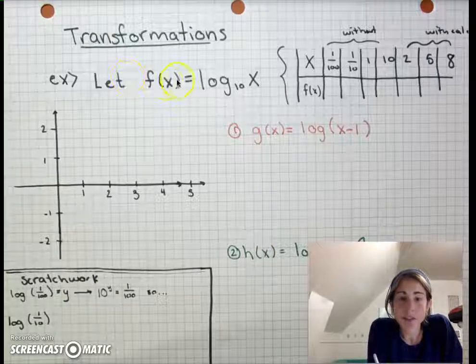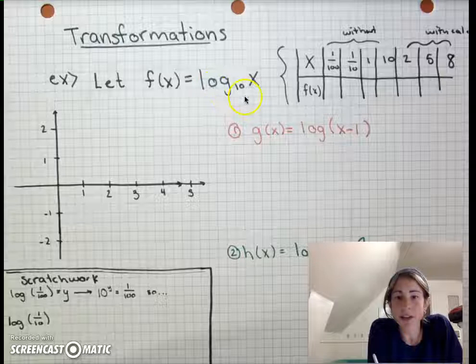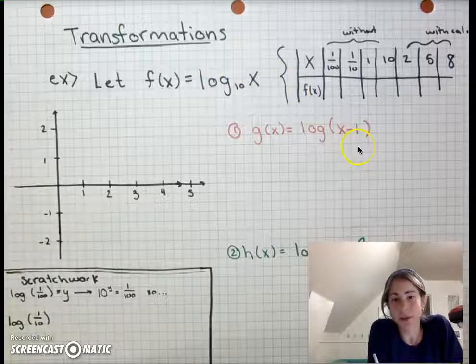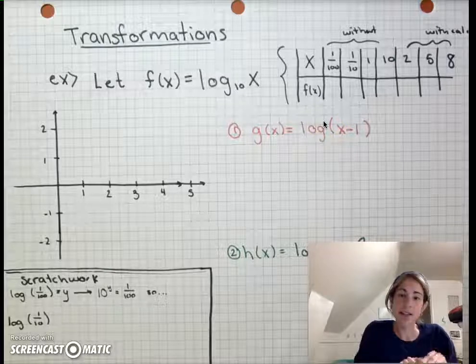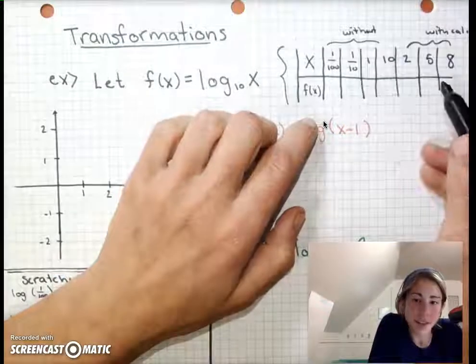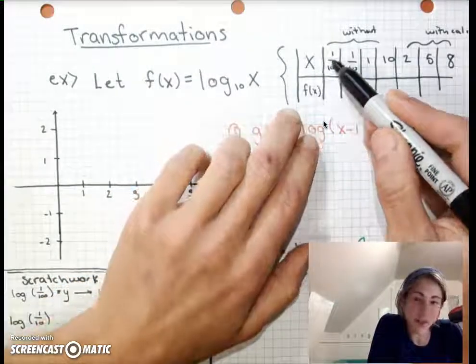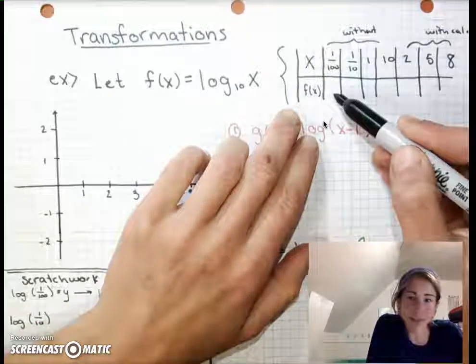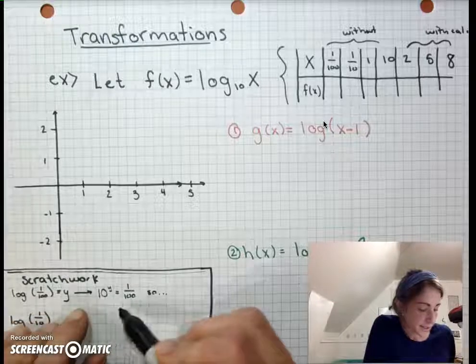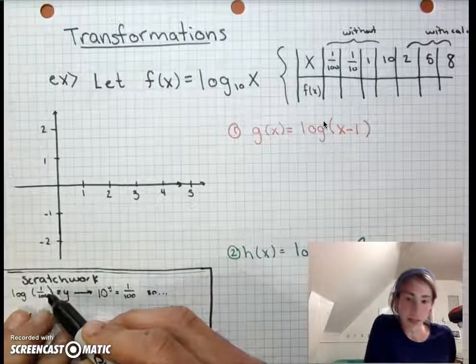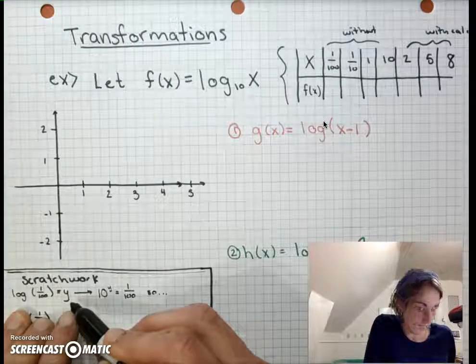So our original function is f of x equals log base 10 of x, or in other words, we usually just write it log of x. And I want to create my function table first. So if I plug in 1 over 100, what do I get for f of x? Well, I have my scratch work down here. That's going to be log of 1/100, and I'm looking for y.